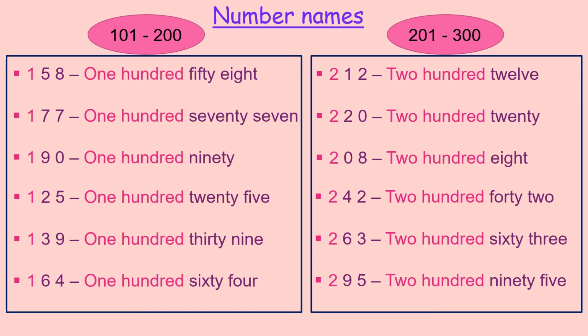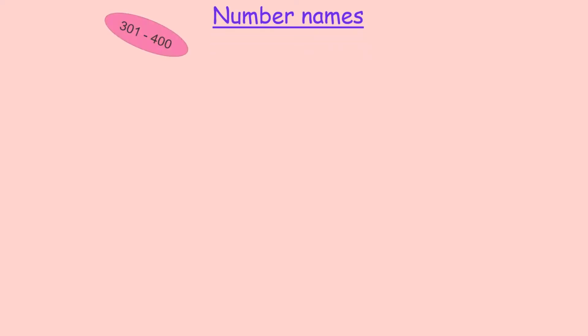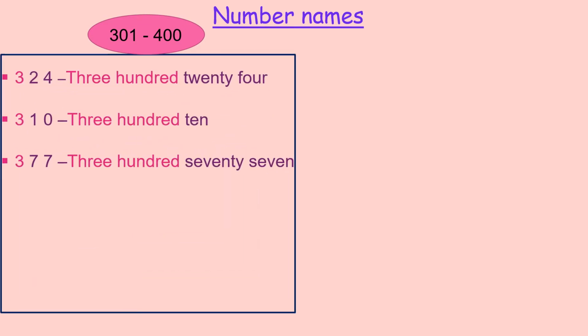Number names. Let's learn number names for another set of numbers. Now it is from 301 to 400. If you see the numbers here, there is 3 in the hundreds place, right? So we are going to start with 300. So we'll write with 300, 24, 324. Coming to the next one, 3 in the hundreds, so 310. Next one, 300, 77.